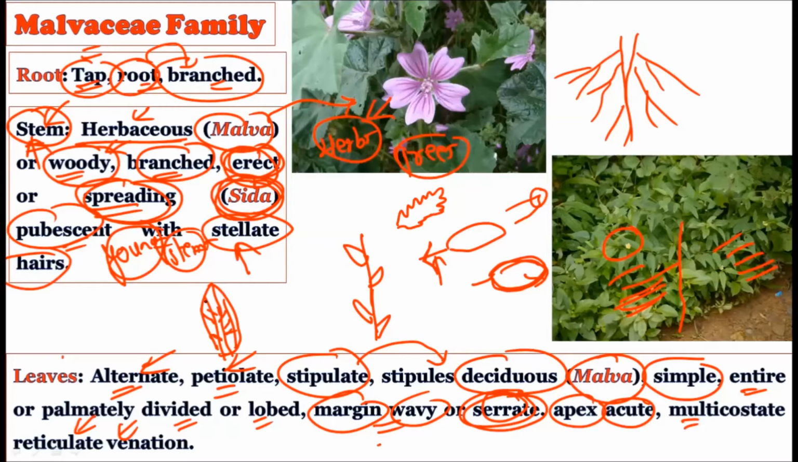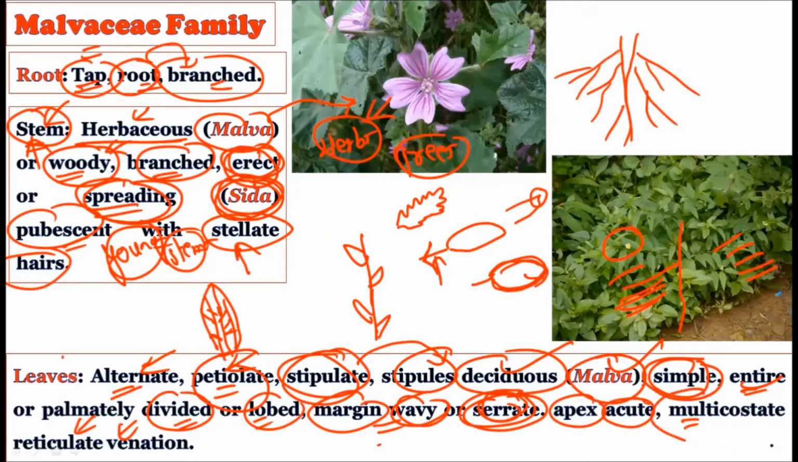So how the leaves are there: the leaves are alternate in nature. Okay, that is they were alternating with one another. Then the petiolate leaves are there, that is the presence of petiole is there. Then the stipulate leaves are there, and the stipules are deciduous in nature. For example, in the malva they can be simple, right? Entire or palmately divided or lobed. Okay, margin can be wavy or serrate, and the apex is acute in nature, while there is a multicostate reticulate venation.